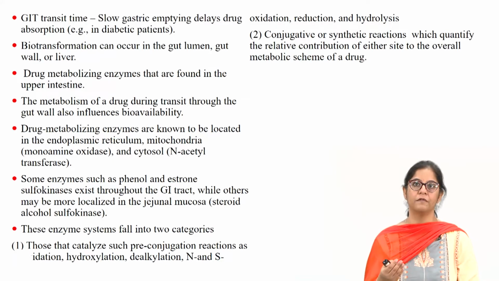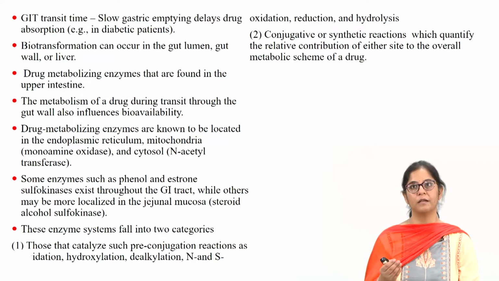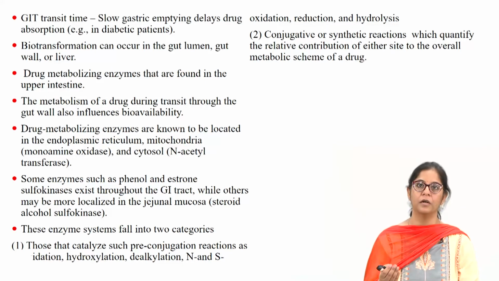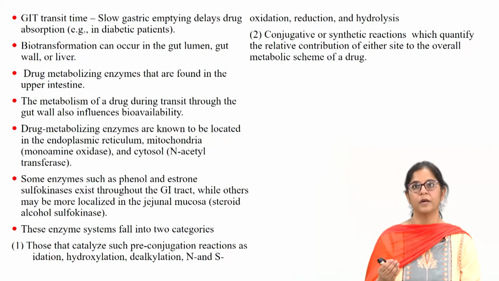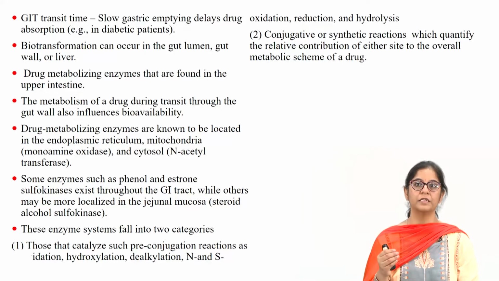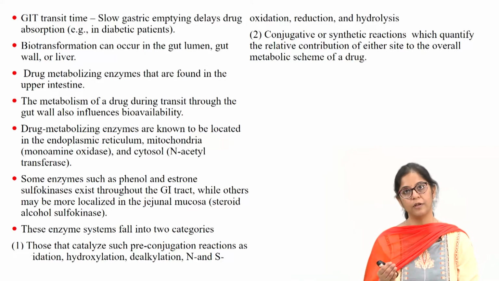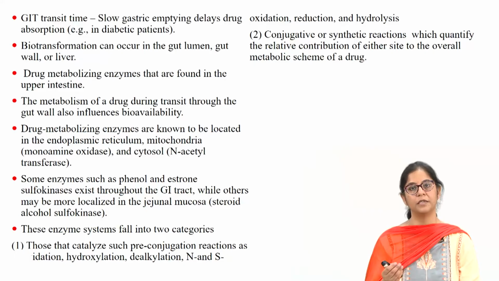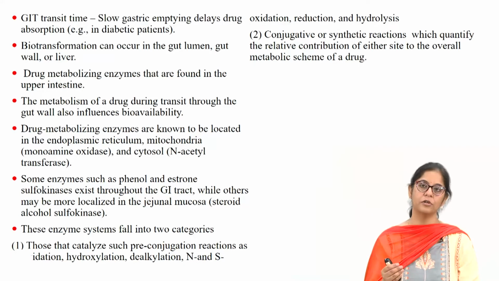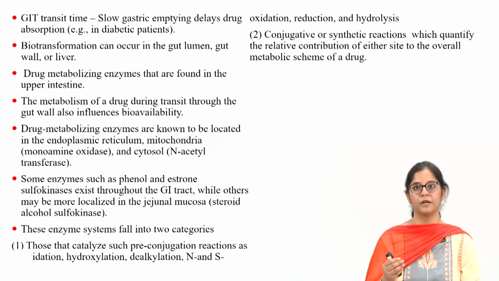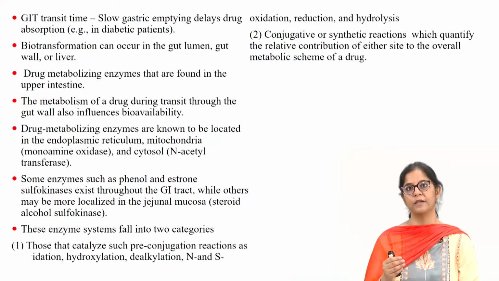Then biotransformation can occur in the gut lumen, gut wall or liver. Drug metabolizing enzymes are found in the upper intestine, which also have an impact on the stability of the drug. The metabolism of the drug during transit through the gut wall also influences the bioavailability. Metabolizing enzymes are located in the endoplasmic reticulum, mitochondria and cytosol. This we have already seen in the previous lecture.